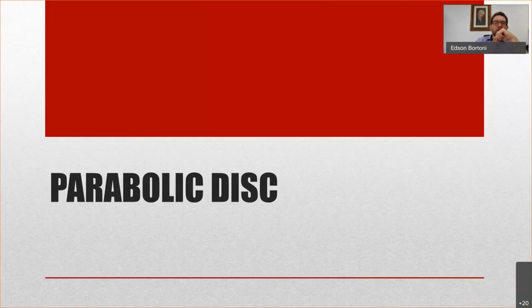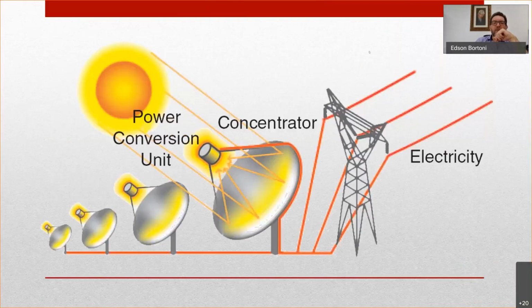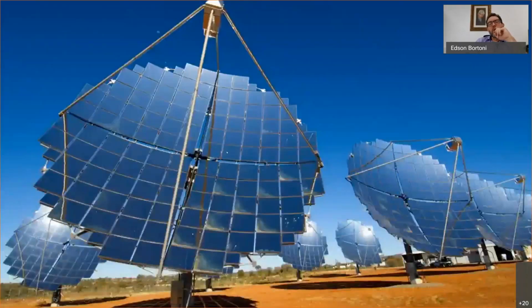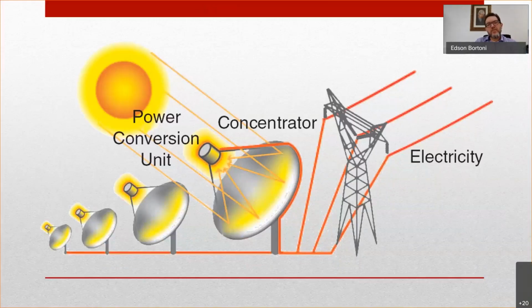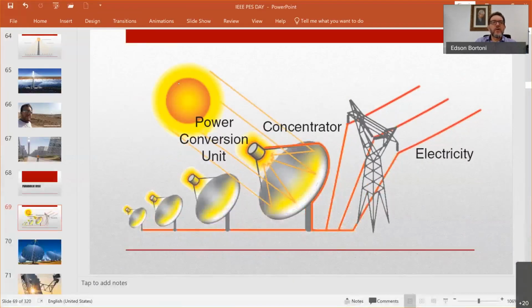And this parabolic dish is a little bit different because here in the focus we have a Stirling motor. The Stirling motor is a motor of external combustion. You can look for it. Let me write here, just to make sure.